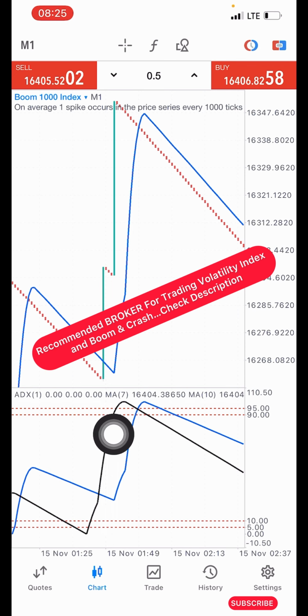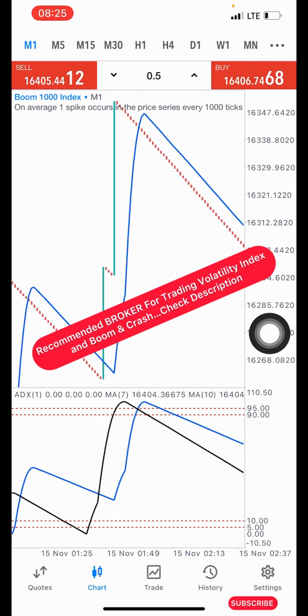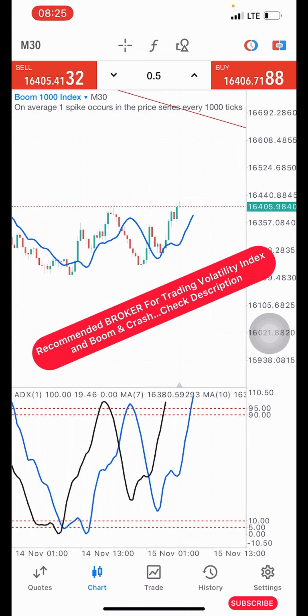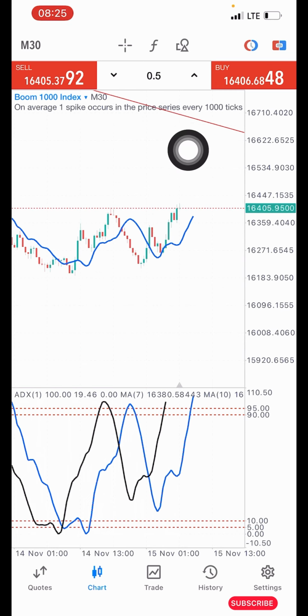While you are applying this on the 1 minute time frame, you need to be checking the 30-minute time frame to see if price is still below the trend line. You need to keep checking so that you confirm the strategy will still be working.